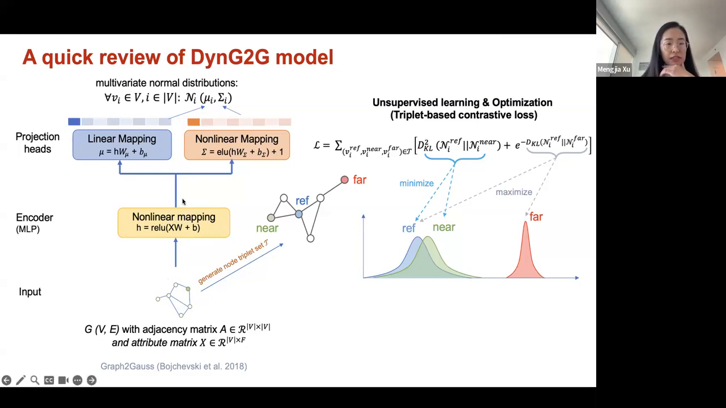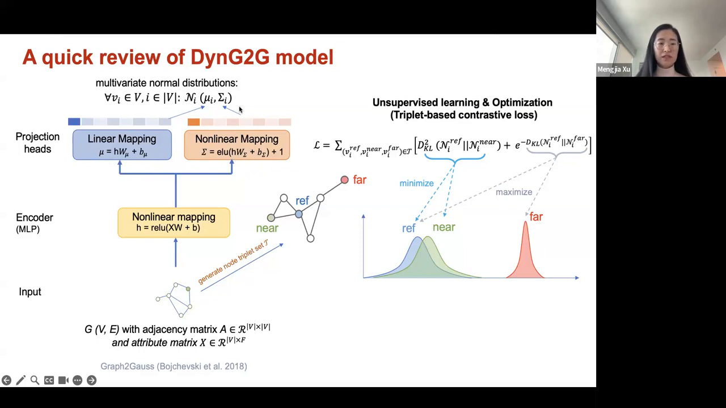After we learn the intermediate hidden representation, we use another two projection heads. The first one, a linear mapping, outputs the mean vector in the latent space for each graph node. For the nonlinear mapping, we use the ReLU nonlinear activation function because we want the output to be larger than 0. This is also only a single layer. Then we output the mean vector and also the covariance matrix. Basically, for the covariance, we first learn the sigma vector, the standard deviation vector.